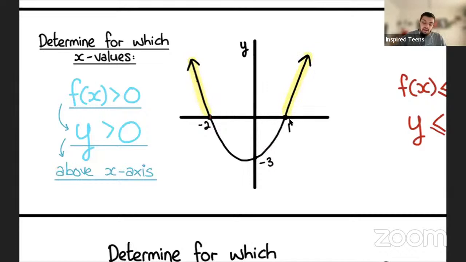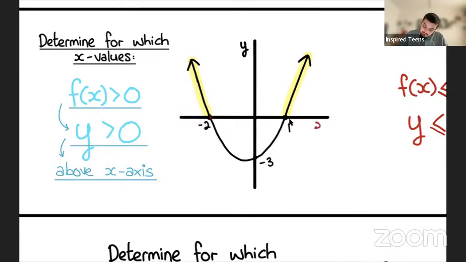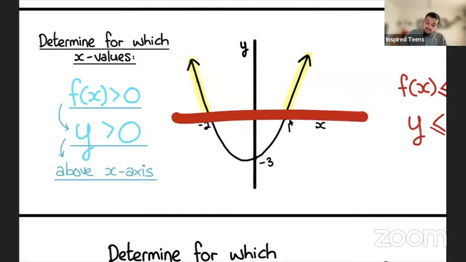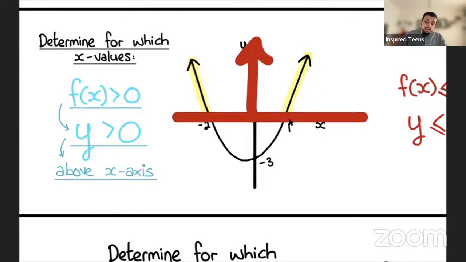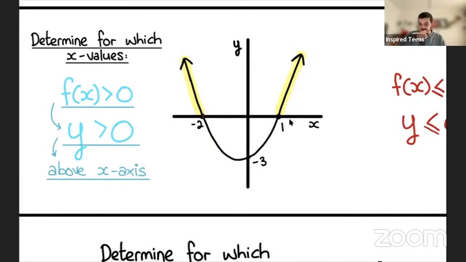Okay, these are the parts of the graph which are above the x-axis, because here's our x-axis. Anything that's above has been highlighted. So now that we've done the easy part, we've identified the part of the graph which is above the x-axis. We need to now express this in terms of x values.